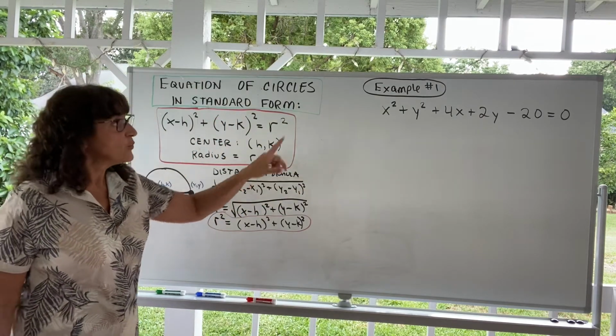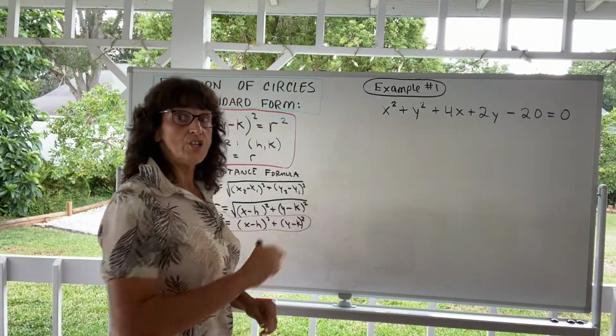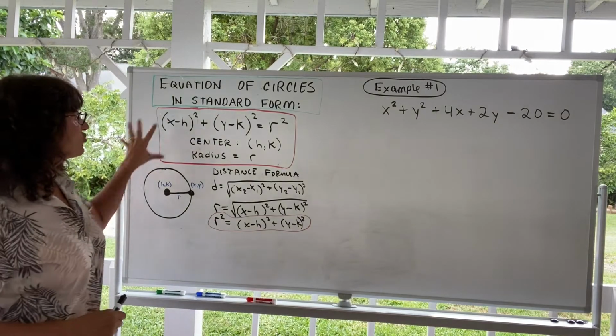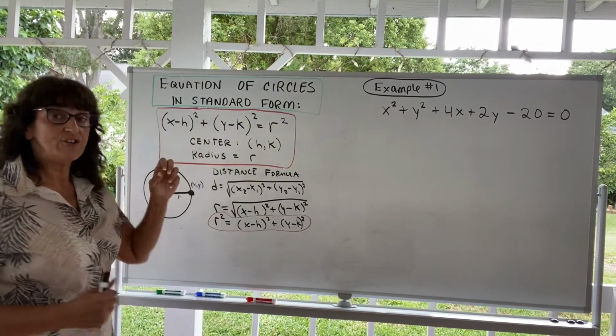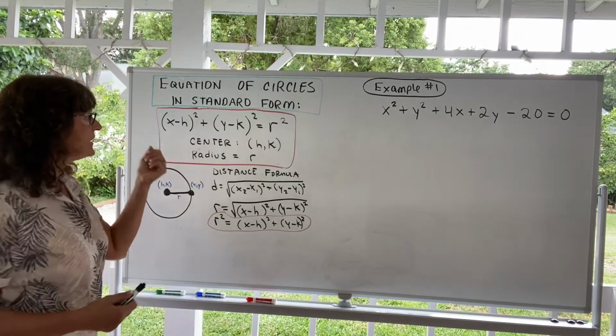So look at this. We need to regroup. We're going to have to put the x's together, the y's together, numbers on the other side, okay? So we're going to need to regroup, and then we're going to need to do an algebra technique called complete the square, okay? So how do we complete the square?